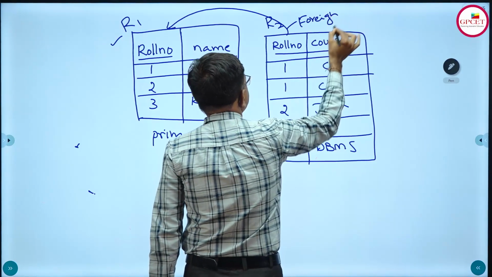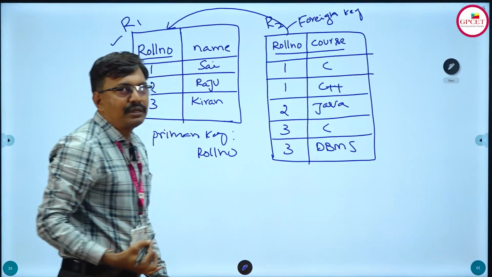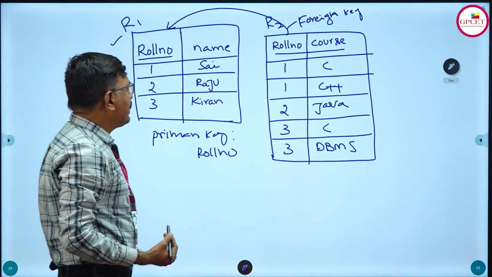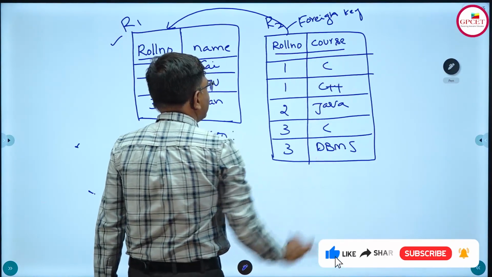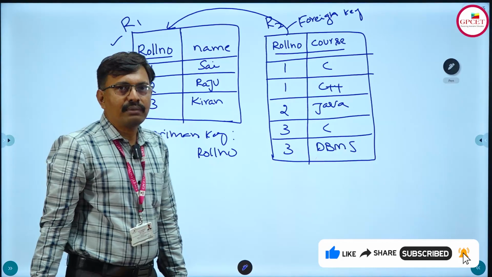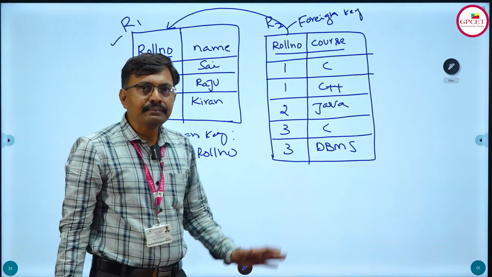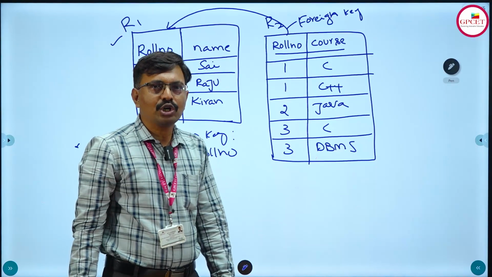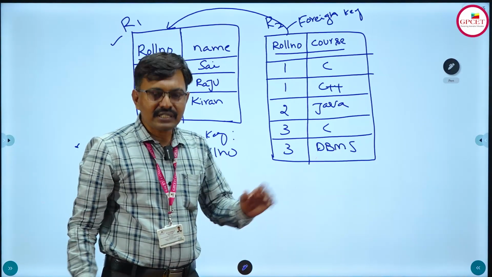Foreign key. A reference table is nothing but a foreign key. And in this second table, what is the primary key? The combination of roll number and course. Okay, this is the best solution in first normal form. What is my first normal form? It states that values should be simple, individual or atomic; there are no multivalued attributes. Okay, that is the first normal form.